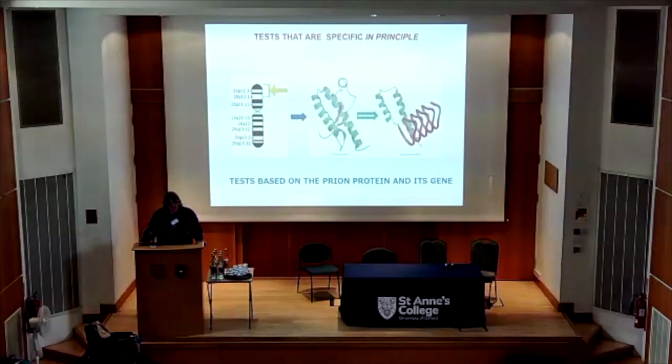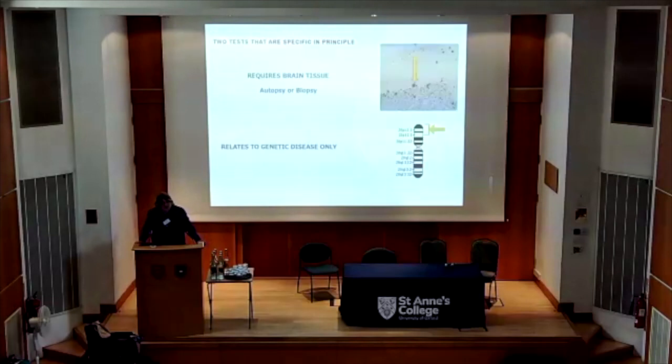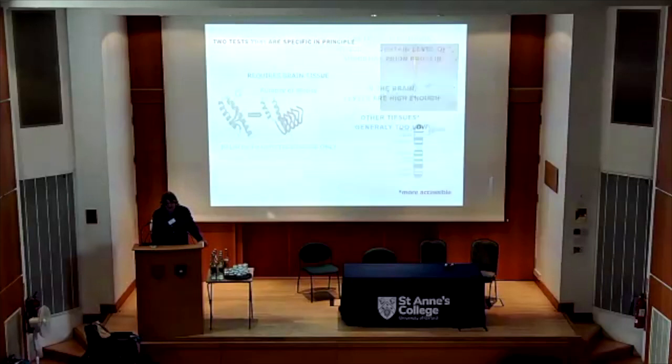So you can guess now what I'm going to say, perhaps. Tests that are specific in principle are tests that are based on the prion protein and its gene. And two tests are specific in principle straight away. One of them is you can detect abnormal prion protein deposited in tissue, but this in general requires brain tissue and therefore is available only at autopsy or by brain biopsy, which, as you might understand, is rarely done. And genetic abnormalities, but they relate to the genetic forms of the disease only.